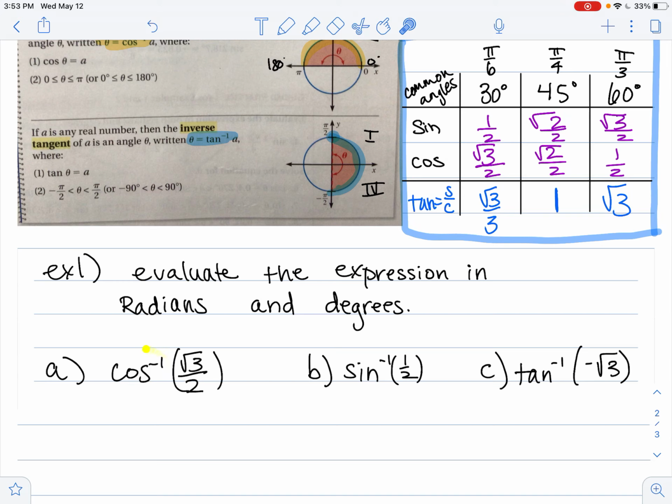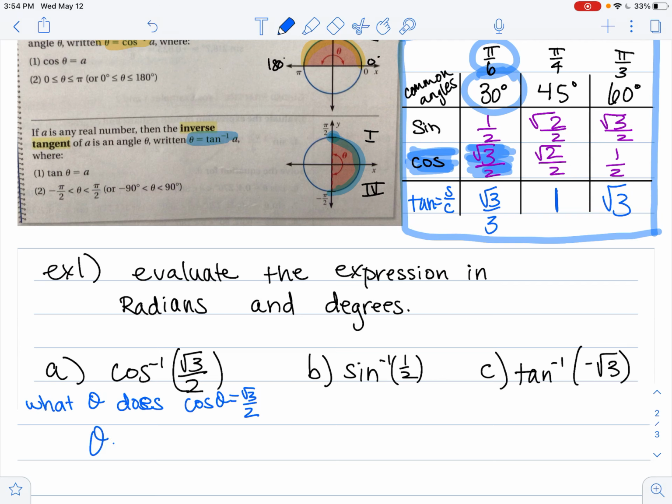So if it says find the inverse cosine of root of 3 over 2, what we're really saying is: what theta does the cosine theta equal the root 3 over 2? We want to know what goes with cosine where it equals the root of 3 over 2. We see here and here, so it goes to this angle. We would say theta equals either 30 degrees or pi over 6. Okay, so let's go ahead and clear that.